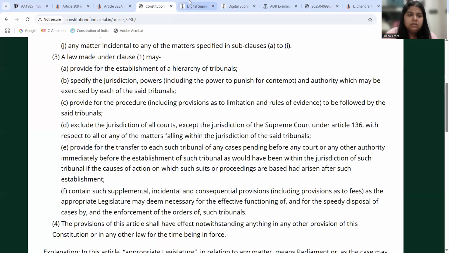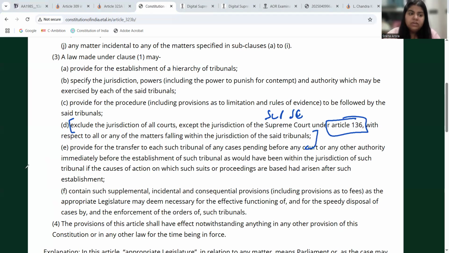Okay. Now, even in this article, in sub-clause 3, again clause (d) is saying the same thing: exclusion of the jurisdiction of any other court except the SLP jurisdiction of the Supreme Court, Article 136, SLP jurisdiction of the Supreme Court. Parliament or appropriate legislature may exclude the jurisdiction. Okay. Now, the Constitution is giving you the permissibility to exclude the jurisdiction.